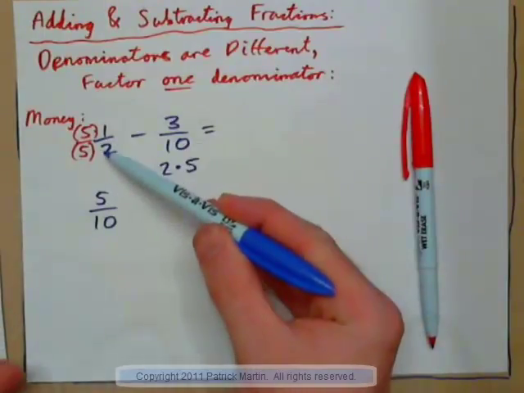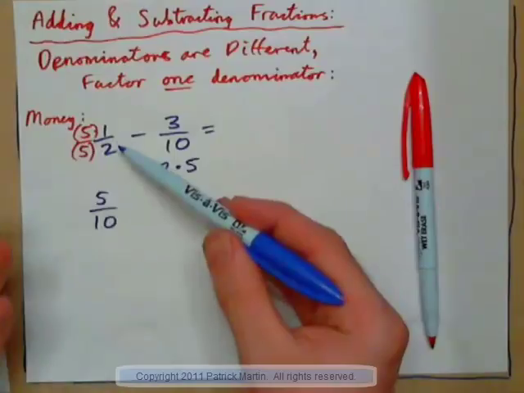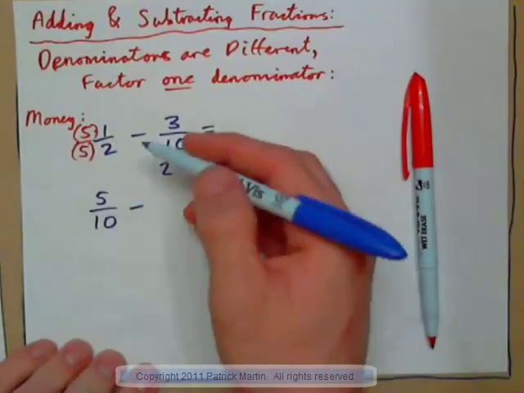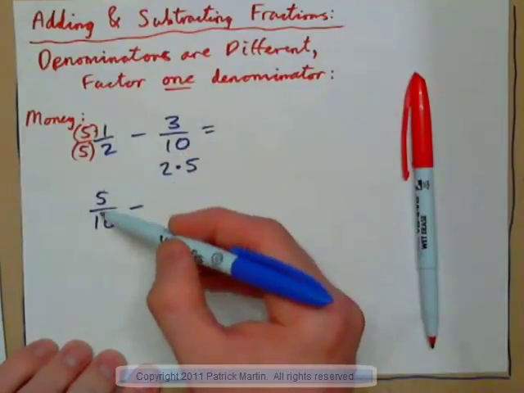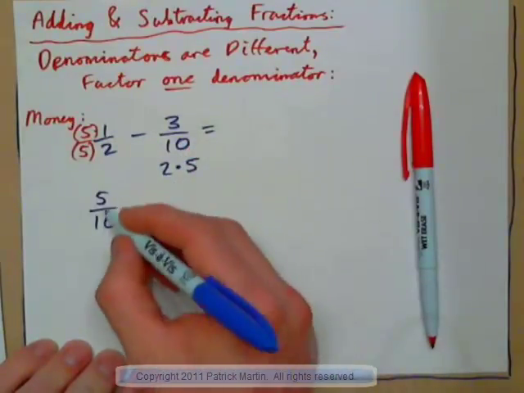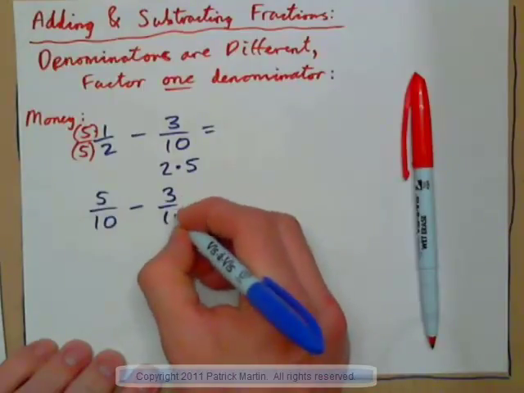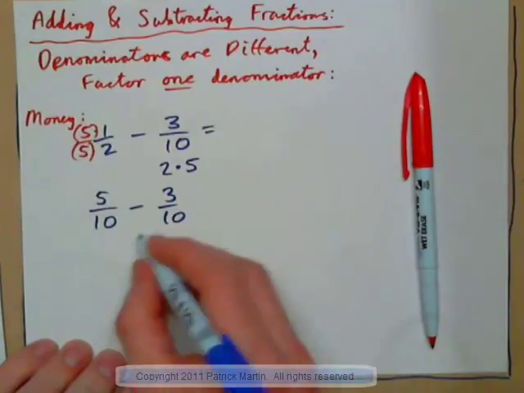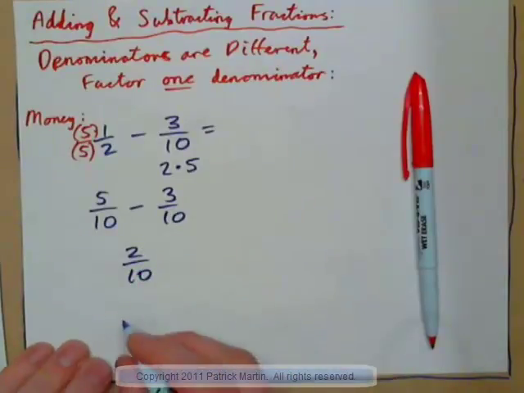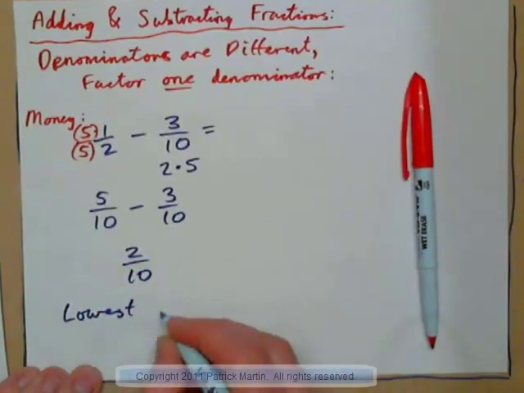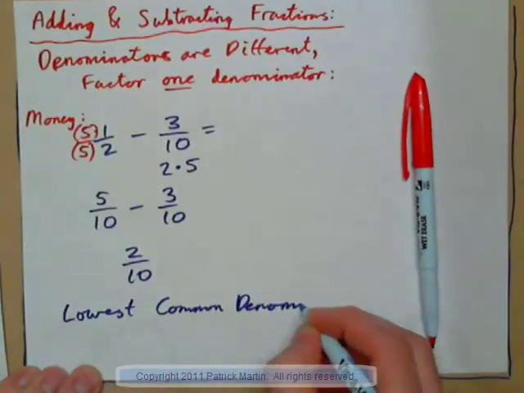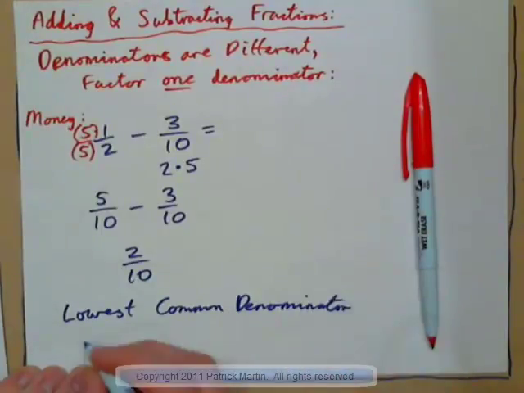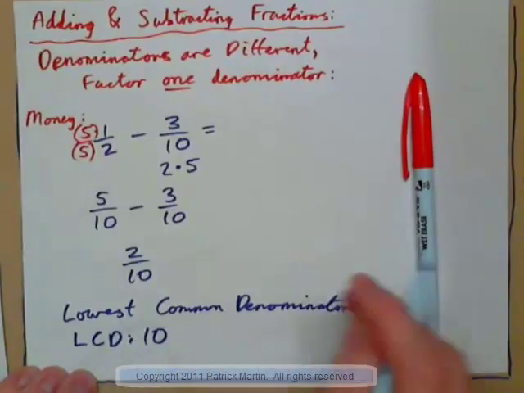Which would you prefer, half of a dollar or 5 dimes? Well, they're both the same quantity, and that's okay. We can multiply the top and bottom of a fraction anytime we like. It does not change the quantity of the fraction. But it does help us because now we have 5/10 minus 3/10, which is 2/10, right? And the lowest common denominator, what do you think that is? The LCD is 10 in this case.